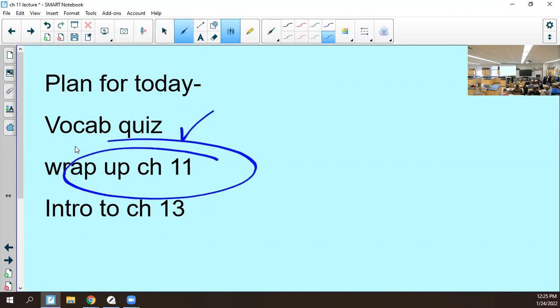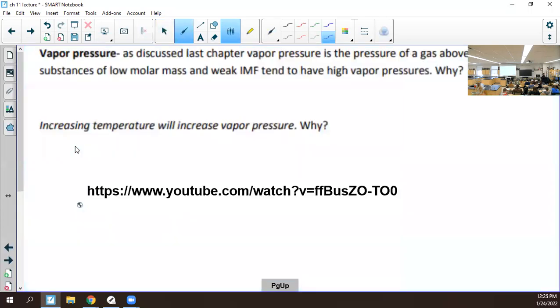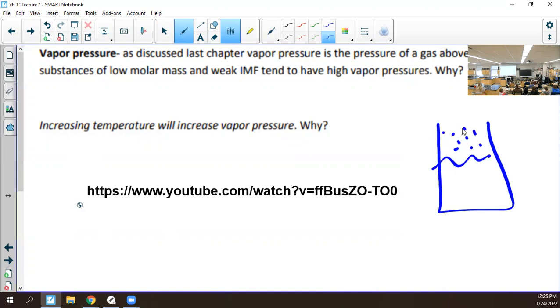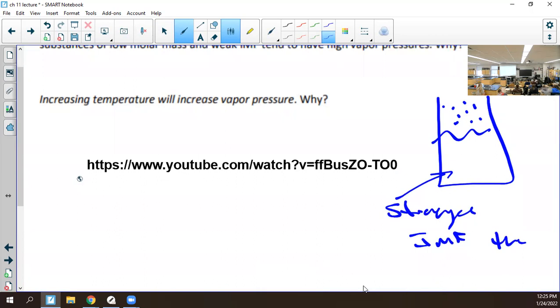Okay, chapter 11 wrap up. Here we are. Did we talk about vapor pressure yesterday, Friday? We did? Okay, so vapor pressure is the amount of gas above a liquid, and it is determined by the substance, temperature, and the intermolecular forces. The stronger the IMF, the lower the vapor pressure.